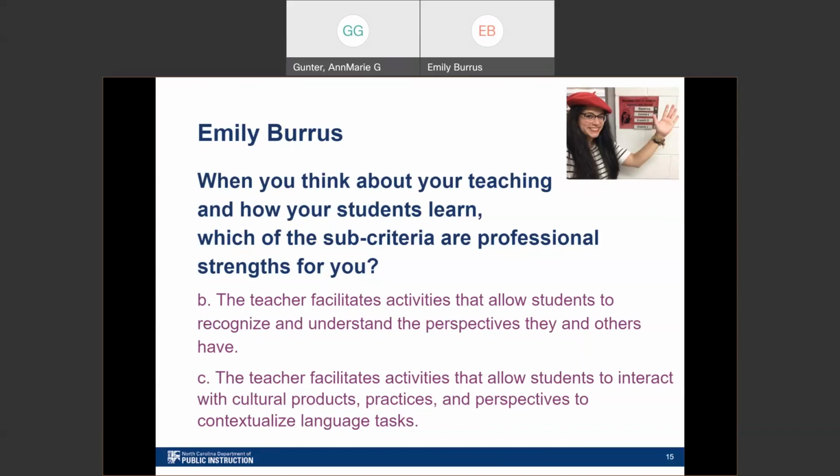Well, I'm still looking for questions. Feel free to ask Emily anything about how she implements the culture standard in her classroom, because she's described that and her professional strengths here, or anything about the GEDB that you want to know.